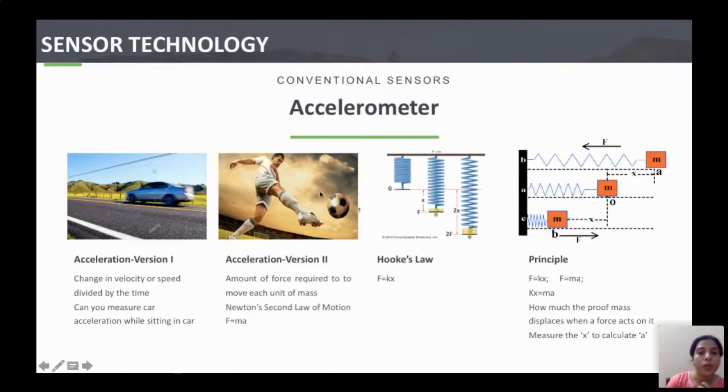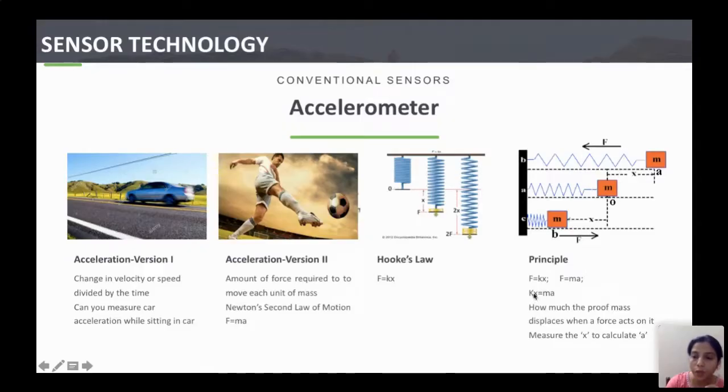Now, this is not the way an accelerometer measures acceleration. It is rather based on Newton's second law of motion. It says if you can measure the amount of force required to move a unit mass, so force is equal to mass into acceleration, then you can measure the acceleration. And from this spring-mass configuration, we also know using Hooke's law that the force is equal to the spring constant into the distance displaced by the spring. Now, if you use these two equations, you will reach here. In this equation, if you can somehow measure the x value, the displacement of the spring, you can measure the acceleration, because the mass will be known and the spring constant will be known.